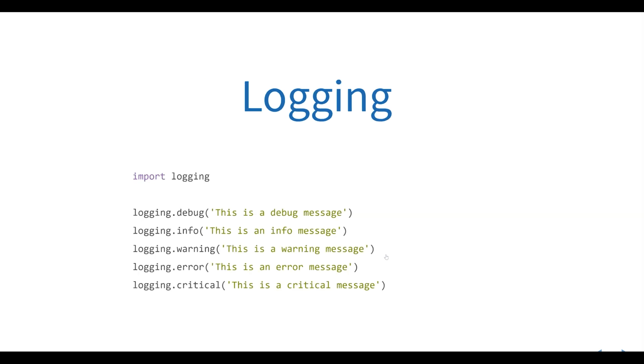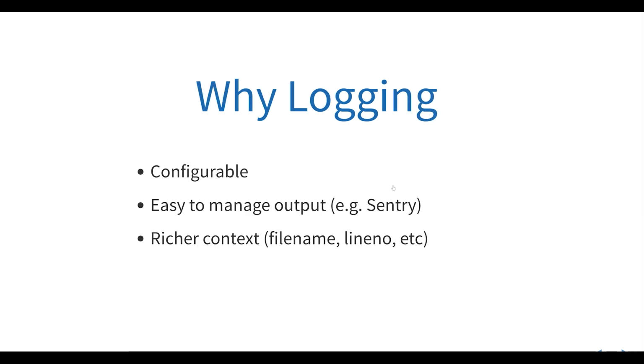Next, there's logging. Here's a screenshot of how we use logging in Python. So logging is more configurable than print. You can control where to put the logs. Also, it is easy to manage output. Logging also provides richer context. You can have file name and line number, things like that in the logs.